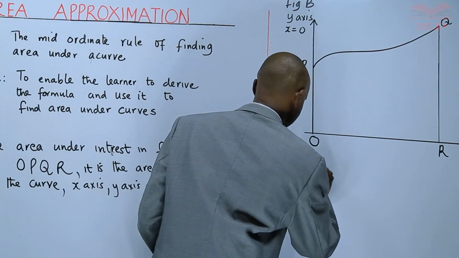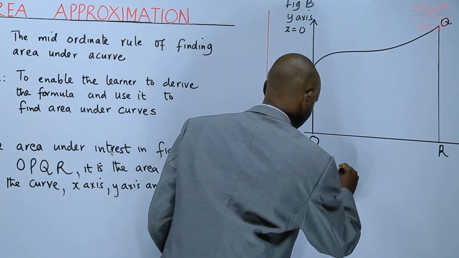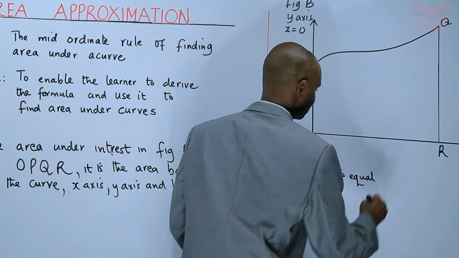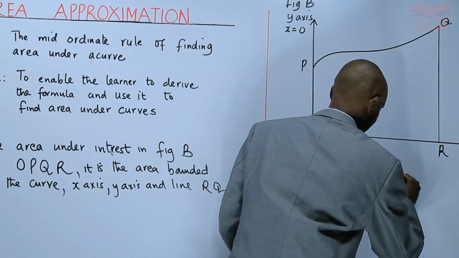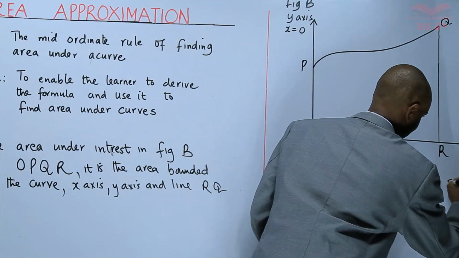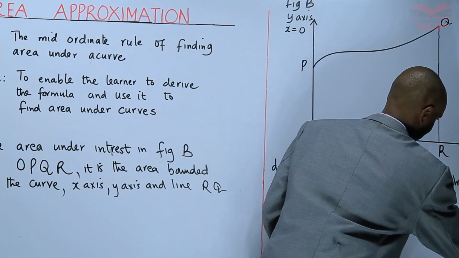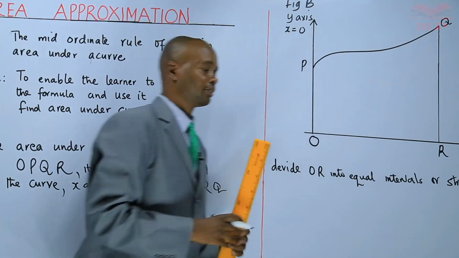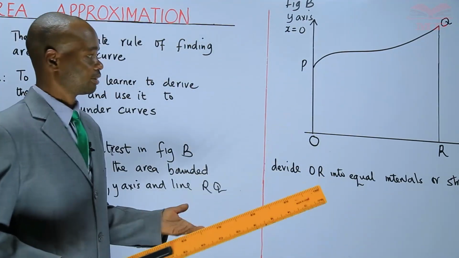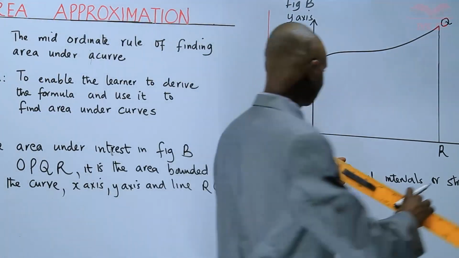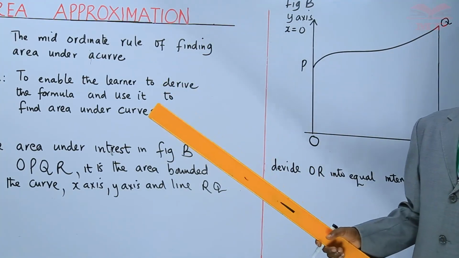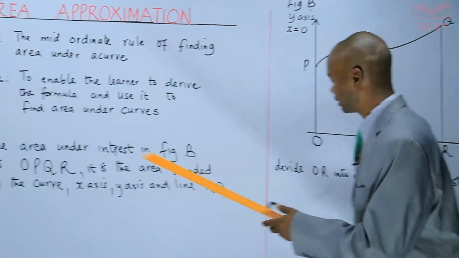OR into equal intervals or strips. It will depend on what you want. If I divide into 5 strips, it will depend on what you want. But usually in getting this area, the more the strips, the more accurate the area.